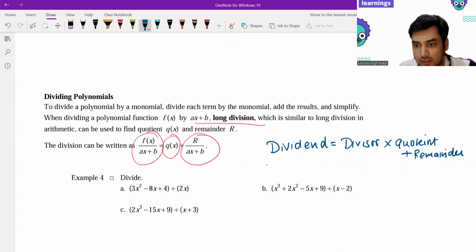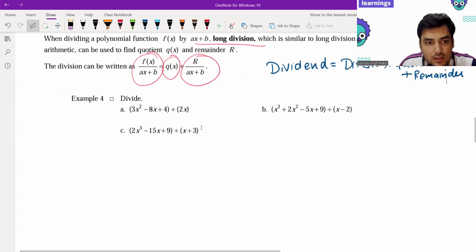Okay, so this is it. Dividend is equal to divisor into quotient plus remainder. Okay, so let's go ahead with this. So I have here, okay, the first thing, right?